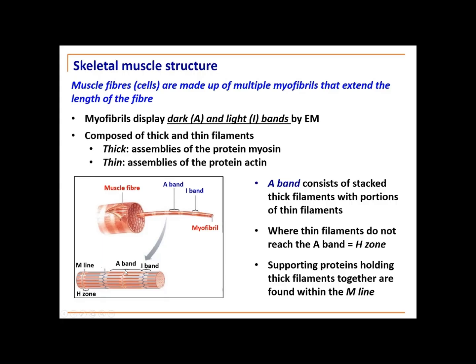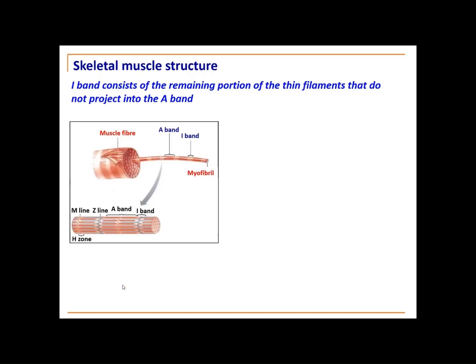Okay, so there's the M line, but if we're looking within the A band, the M line is within the center of the H zone. So therefore, the M line extends vertically down the middle of the A band within the center of the H zone. So that's the A band as a kind of a summary. We're now going to look at the I band.